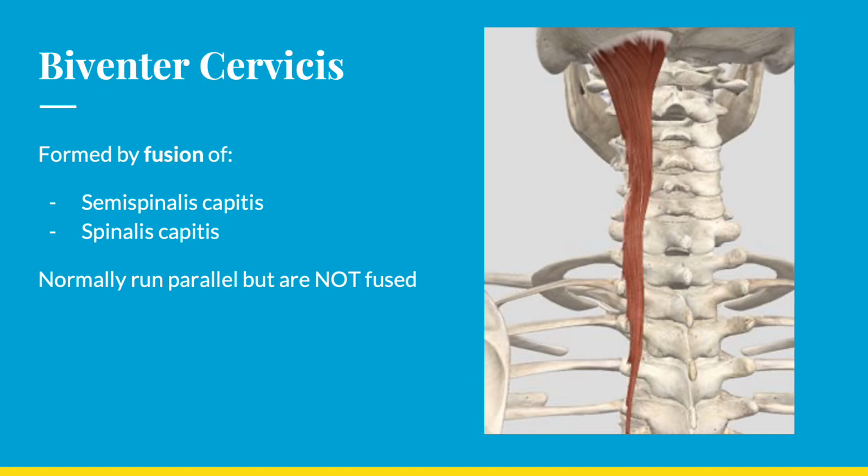So a lot of people get mixed up with these because we've got two capitis muscles that fuse and suddenly become a cervicis. So definitely get that into your brain now, because you just don't want to be doubting yourself in the middle of the exam. But two capitis muscles fused to form a cervicis, and it's that biventris cervicis. Bi means two, so two muscles fused to form the biventris cervicis.